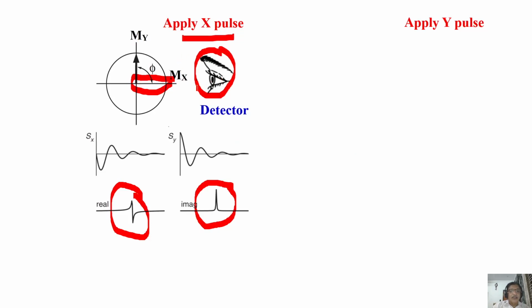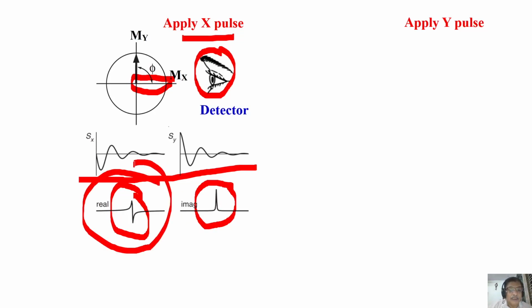detector is here. Now, when you do the Fourier transformation and look at the frequency spectrum, you will find that the real and imaginary parts have interchanged. They are out of phase by 90 degrees. The real part is now dispersive, and the imaginary is absorptive.